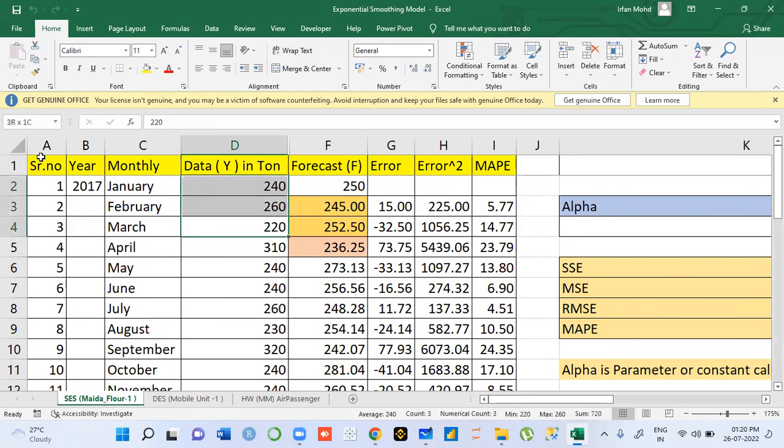Is this clear? What is Y1, guys? 240. Y2, Y3. Got the point how to read? Here T stands for month. T1, T2, T3. T clear? Month clear? Okay. The formula was made by the scientist.